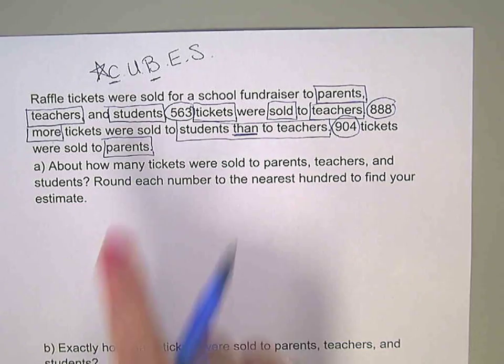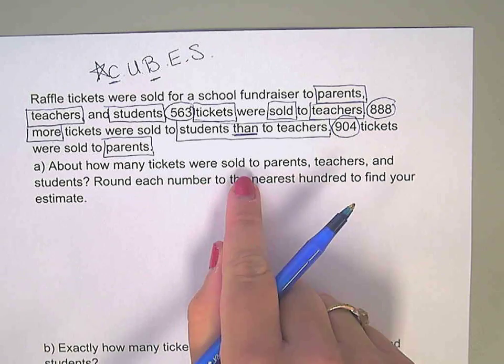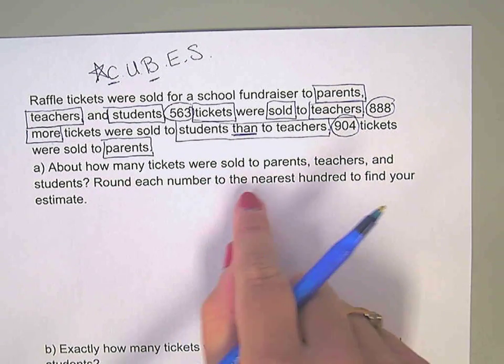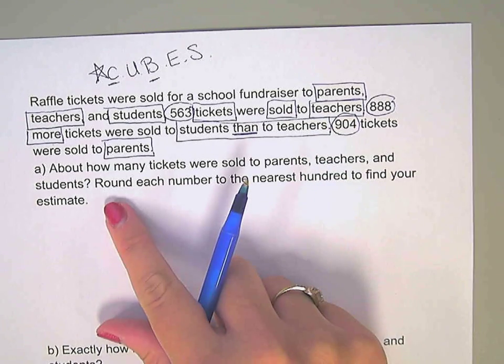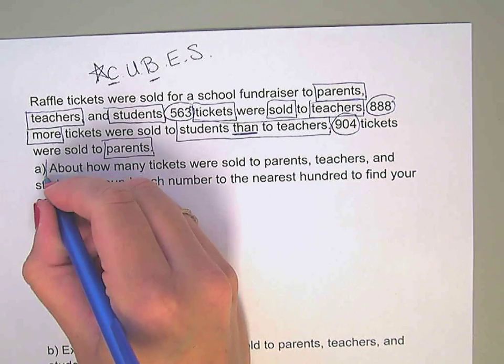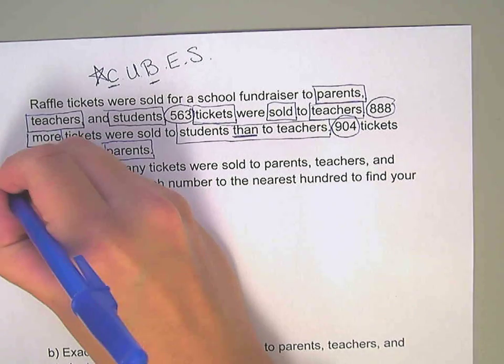Okay? Moving on to our question, part A. About how many tickets were sold to parents, teachers, and students? Round each number to the nearest 100 to find your estimate. First part I got to do, box in any action words. About, that tells me to estimate or round.